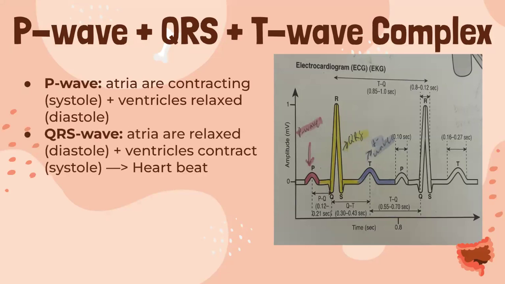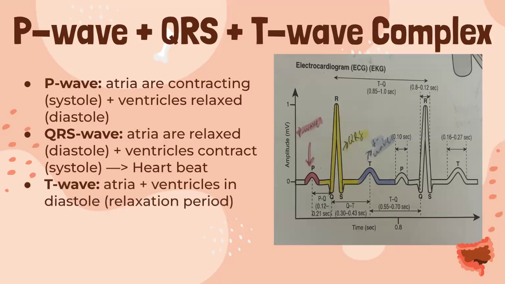Basically, this is kind of like the first heart wave response or system. Then you have your QRS wave. It's going to be this big yellow one over here. This is your heartbeat, that big push of blood from the ventricles to the rest of your body. So your ventricles are contracting, they're in systole, and your atria are relaxed, they're in diastole.